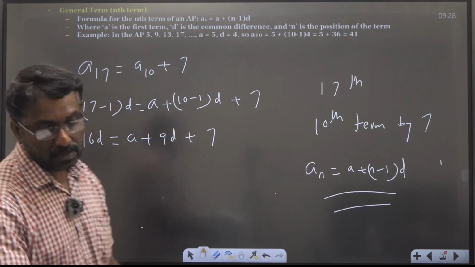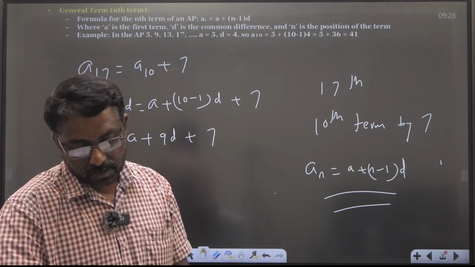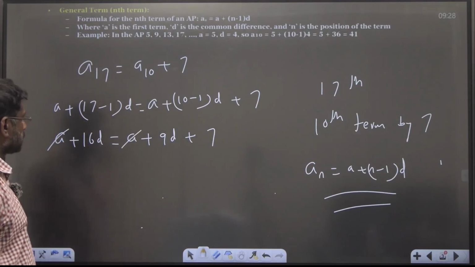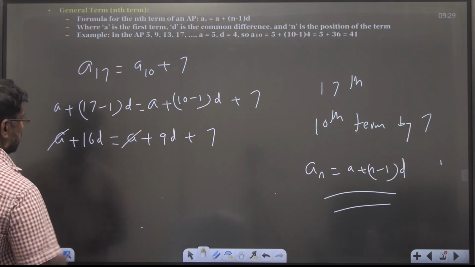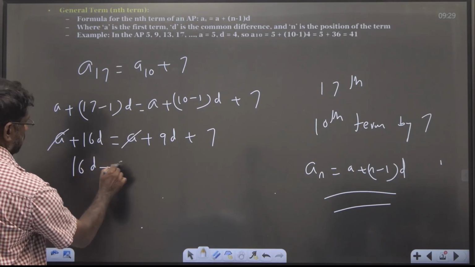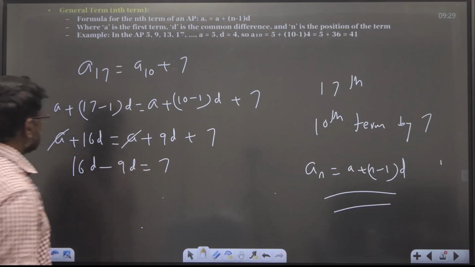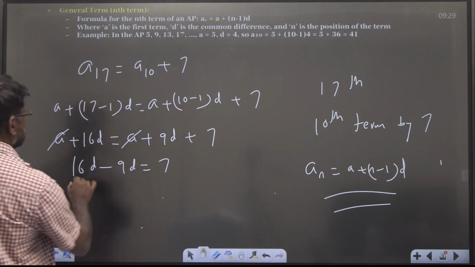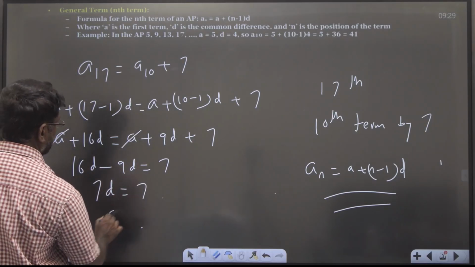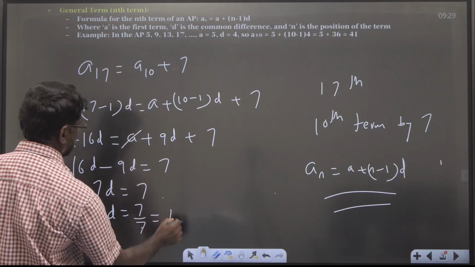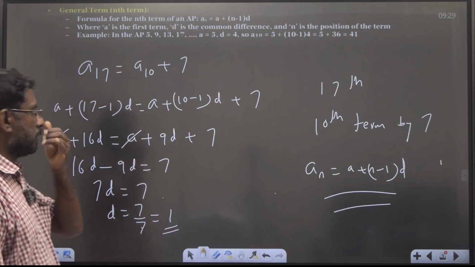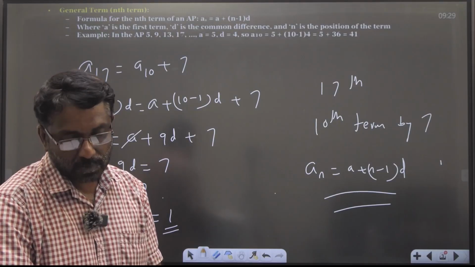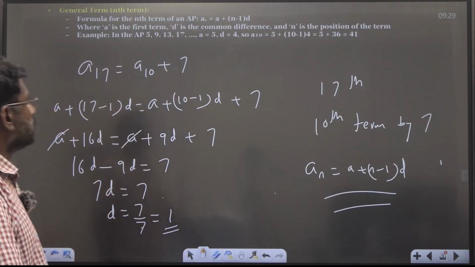What was the question? Find the common difference. We have to find d. a is directly cancelled. Take this to the left hand side: 16d minus 9d equal to 7. There, 7d equal to 7. d equal to 7 by 7, that is equal to 1. 1 is the answer. Common difference is 1. This is the method.